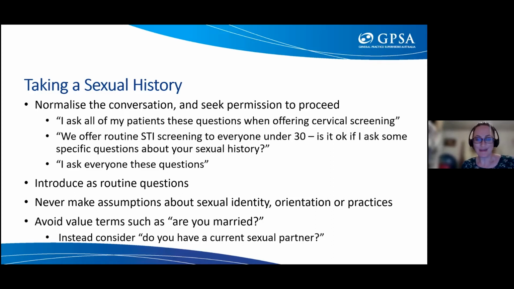Really important to never make assumptions about sexual identity, orientation or practices. And even to this day, it's so easy to get caught out. Sometimes you'll have a long-term patient you might not see often and it's always been for unrelated stuff. And then all of a sudden you'll come up with a contraception issue or an STI screening and you'll realise that they're in a same-sex relationship and it's never come up, or you've wrongly assumed that they're heterosexual.